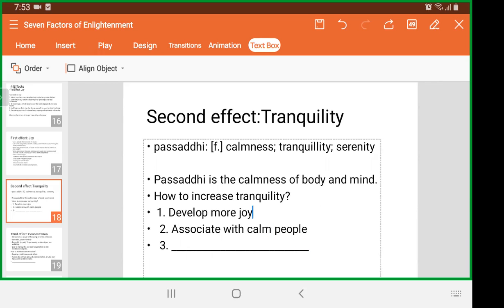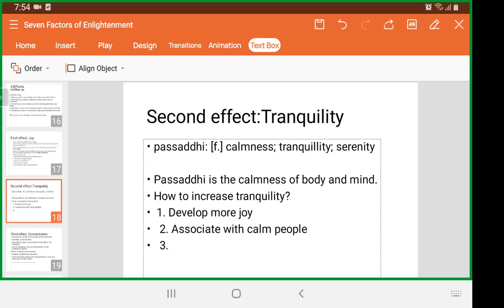And you need to develop more joy, because when joy is very strong, like just now we were talking about different types of joy, it pervades the whole body. It becomes tranquility, and you associate with more calm people. That's good, because if you associate with people who get angry all the time, or who have lots of evil, they will disturb your tranquility and your life.